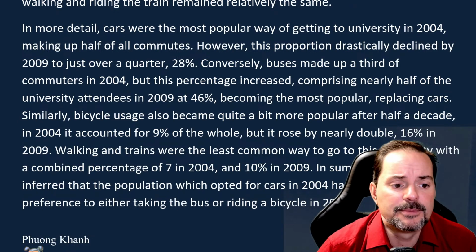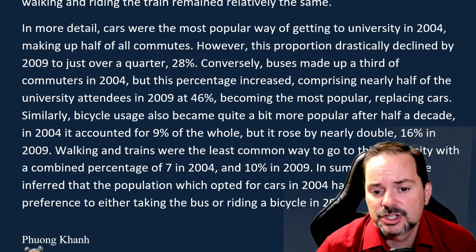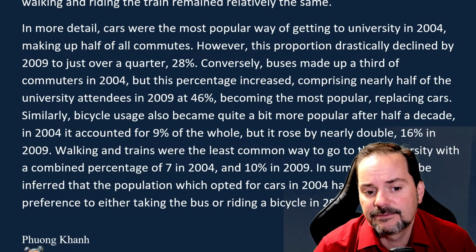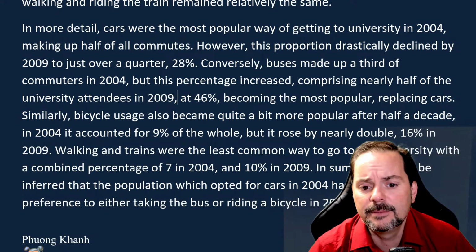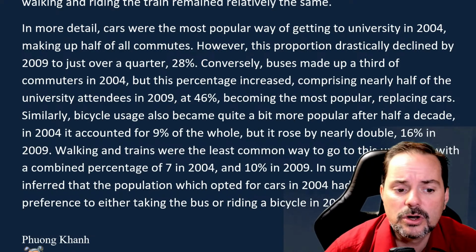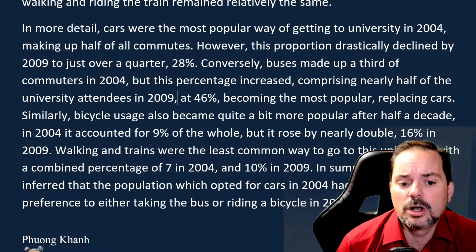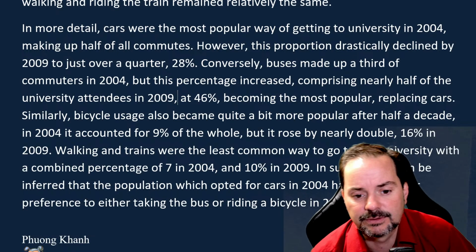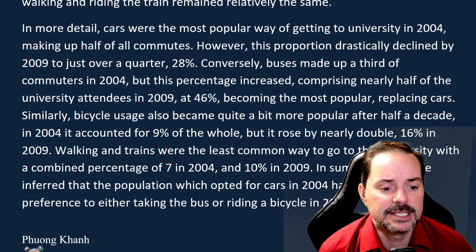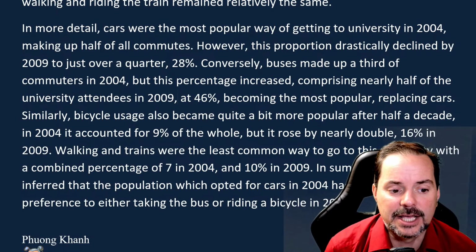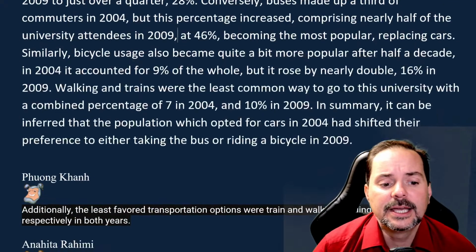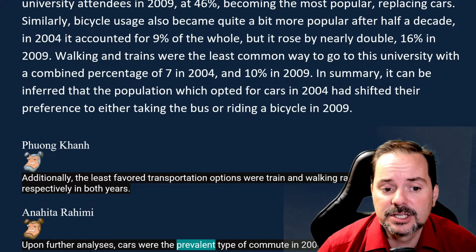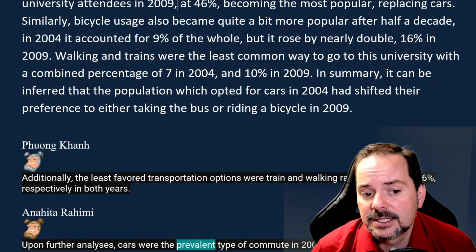In more detail, cars were the most popular way of getting to university in 2004, making up half of all commutes. However, this proportion drastically declined by 2009 to just over a quarter, 28%. Conversely, buses made up a third of commuters in 2004, but this percentage increased, comprising nearly half of the university attendees in 2009 at 46%, becoming the most popular, replacing cars. Similarly, bicycle usage also became quite a bit more popular after half a decade. In 2004, it accounted for 9% of the whole, but it rose by nearly double, 16%, in 2009. Walking and trains were the least common way to go to this university, with a combined percentage of 7% in 2004 and 10% in 2009.